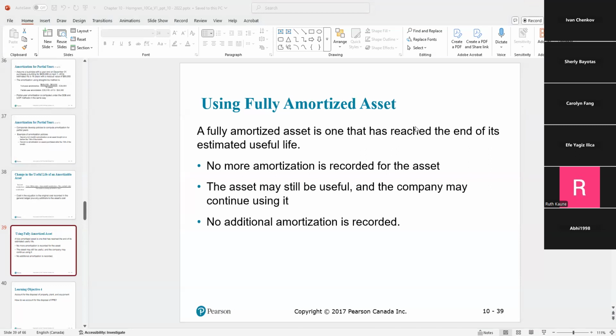Okay, so let's say you have an asset which is fully amortized. Can I use it? Yes, you can. But can you add more amortization? No.